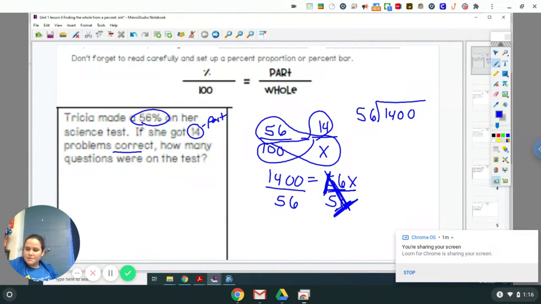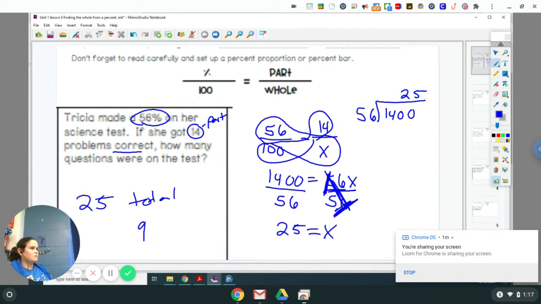So you got to figure out how many times does 56 go into 140. And then when you actually just solve it, you actually get 25. So it goes in there nicely. So then you get 25 equals X. So that means that there is 25 total questions.